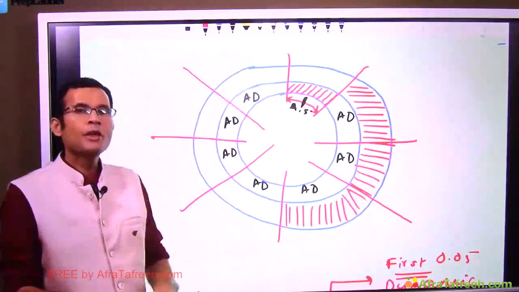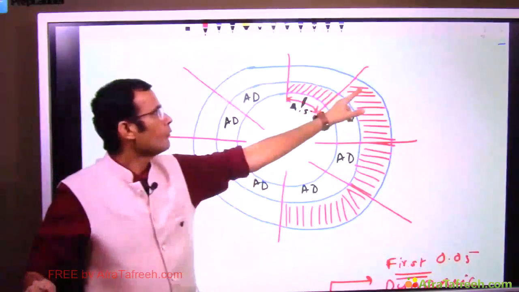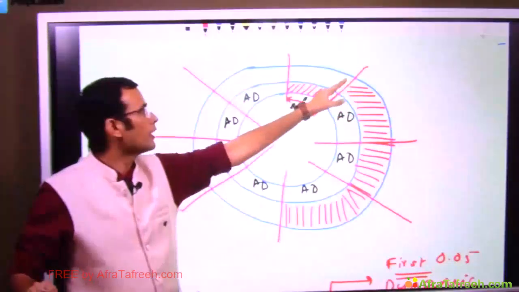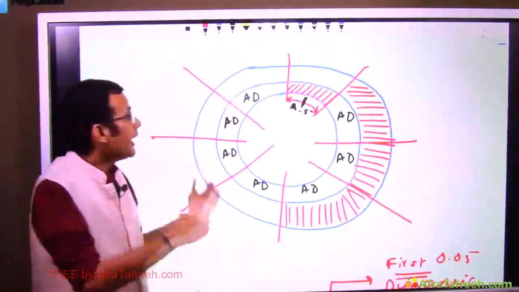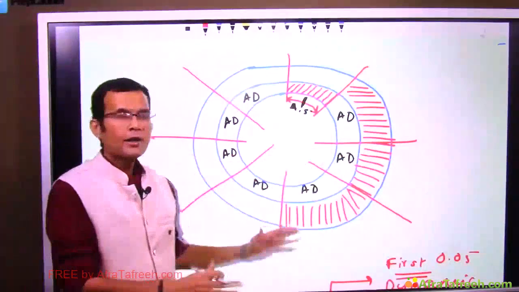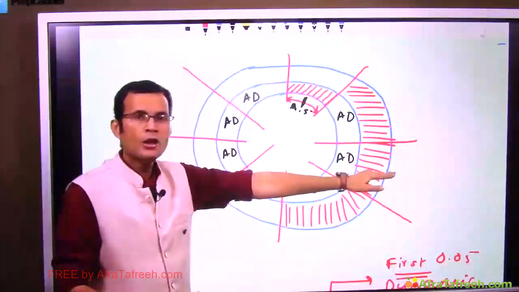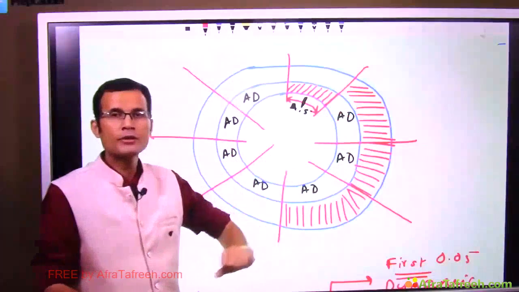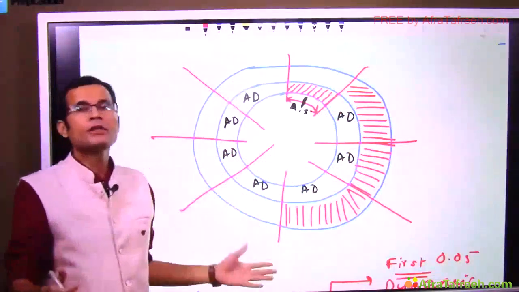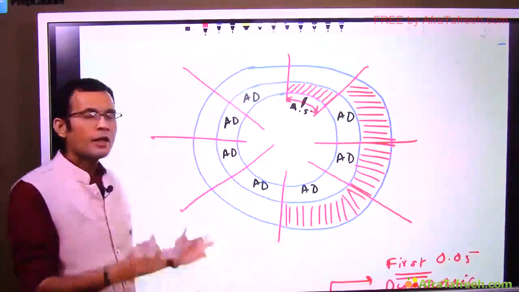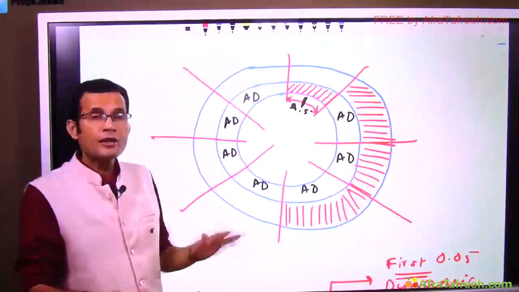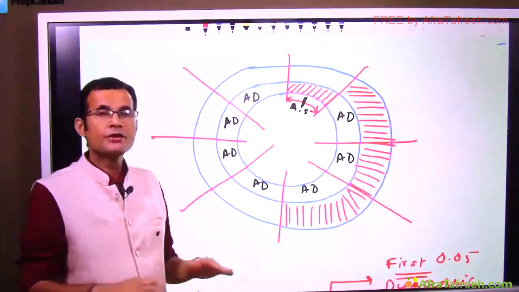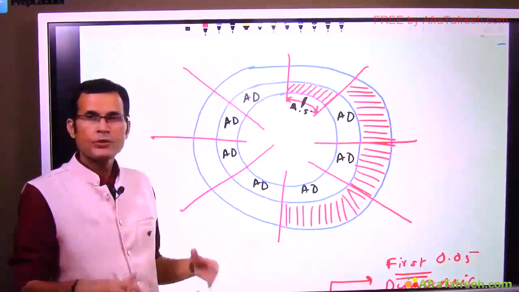Have you noted one point from where we have started the ventricular systole? At the end of the atrial systole, where atrial systole has ended, we have started the ventricular systole. Yes, it's very obvious that the ventricular systole starts after the atrial systole is finished. Atrial systole is over, right?